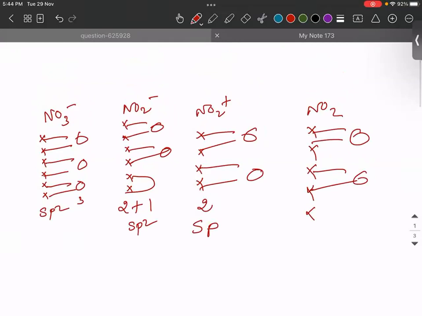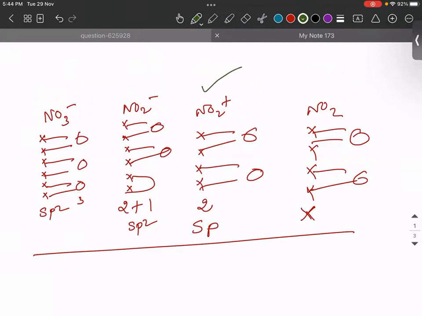So what is the answer now? You tell me. Among the 4, which is the answer? What is the question they have asked? Which is sp hybridization? Which is sp hybridization? A, B, or C? Hello, they have written it, no.